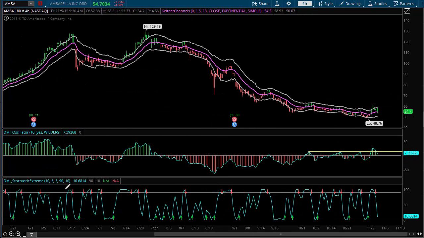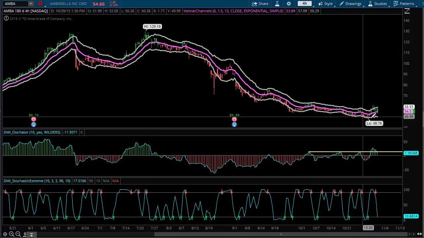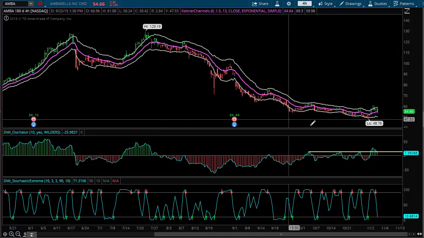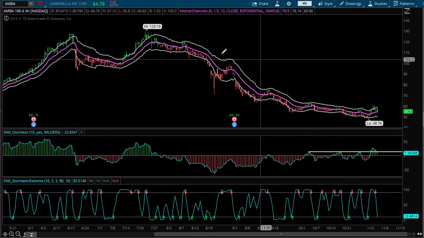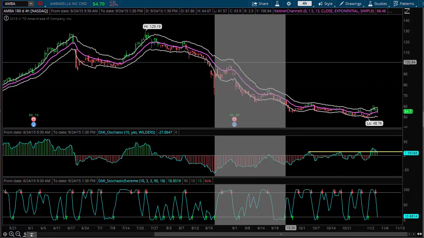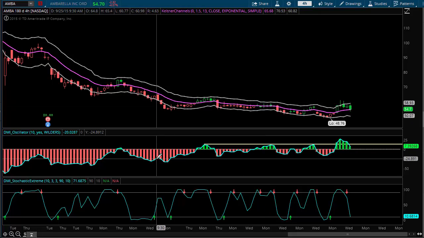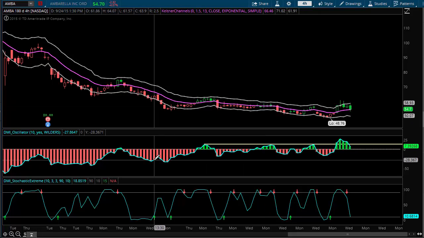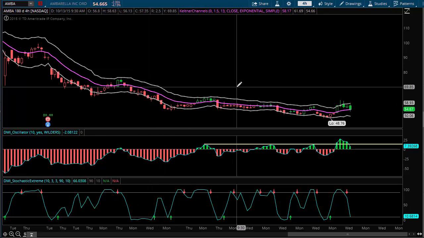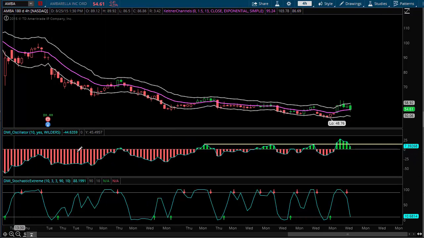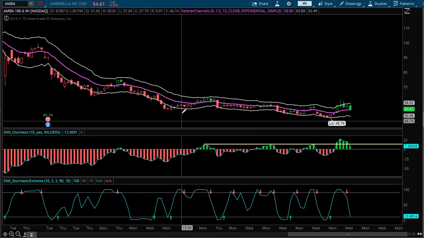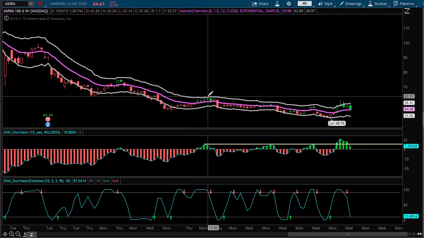But real quick, AMBA's been in this obvious downtrend for a couple months, and I want to notice some changes that have happened here. I like the DMI Oscillator to help me identify potential changes in trend, or the battle of the bulls and bears, if you will. You can see a few weeks ago, the stock was finally able to get the oscillator back above zero, indicating that there was some buying pressure here.